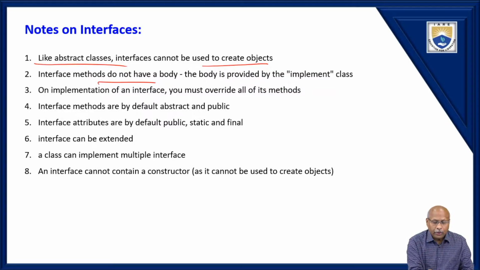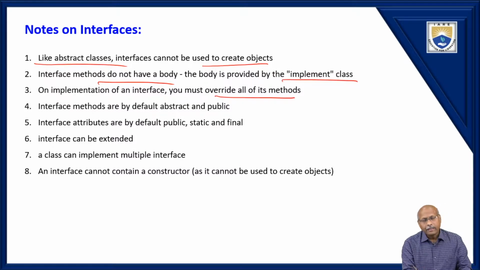Interface methods do not have a body. The body is provided by the implementing class. So whatever methods you have maintained must be implemented in another class. On implementation of an interface, you must override all the methods. Whatever methods you are writing, all the methods you have to implement in another class. Interface methods are default, abstract and public.